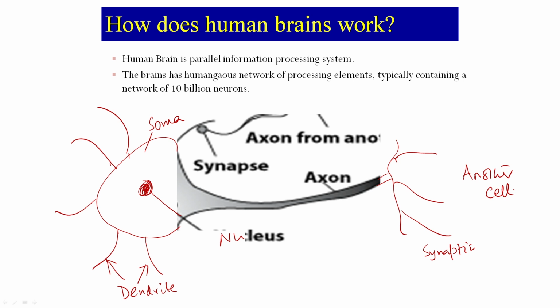When you touch a hot body, you can feel it is hot. Why? Because of your nerves. The nerves carry the information from the hand or the fingers to the brain by this process, and this is a parallel system. The brain has a humongous number of elements called neurons. This is what is called a neuron, and there are almost 10 billion neurons.